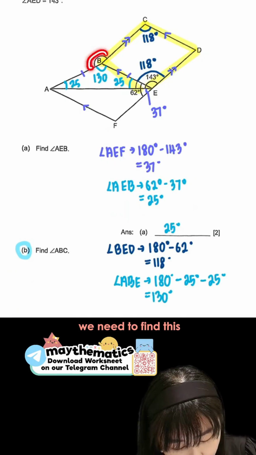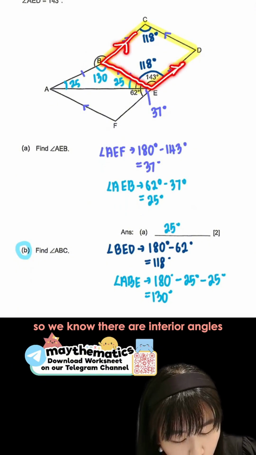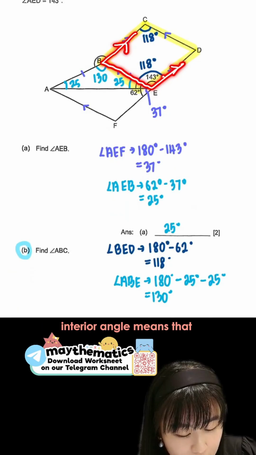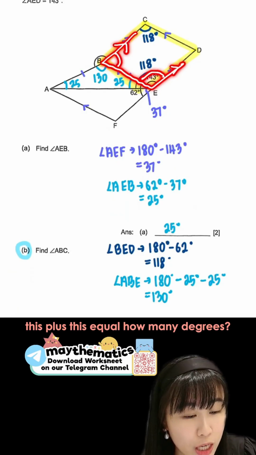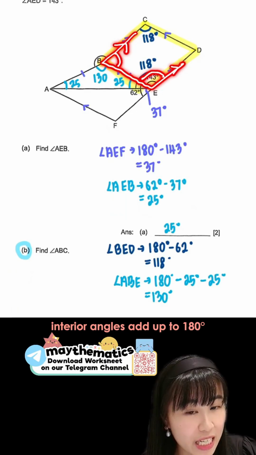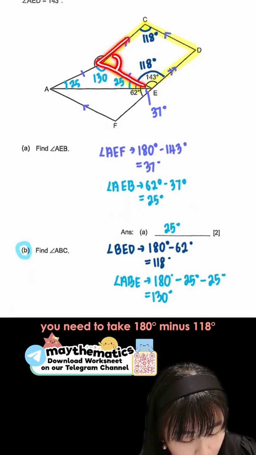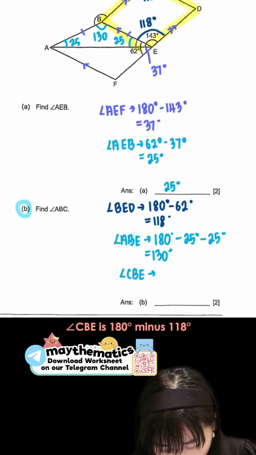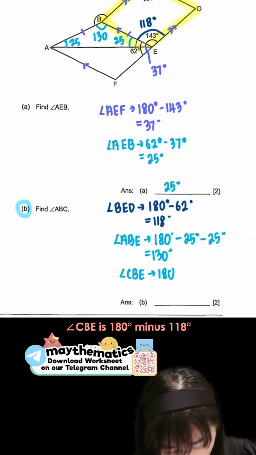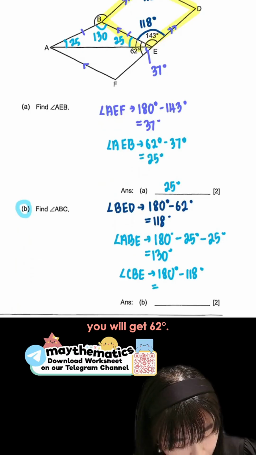To be able to find this, we need to find this, right? Here and here, they are parallel. So we know that's interior angles, everybody. Interior angle means that this plus this equal how many degrees? 180. Thank you. Interior angles add up to 180. So to find this angle, you need to take 180 minus 118. Angle CBE is 180 degrees minus 118 degrees. You will get 62 degrees.